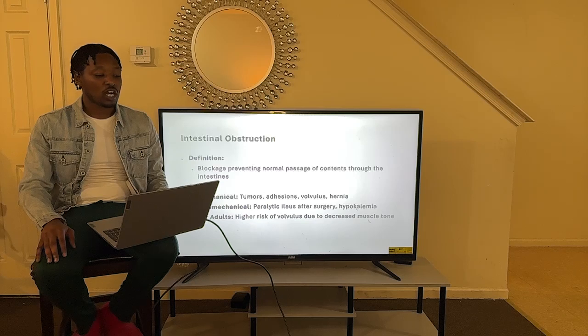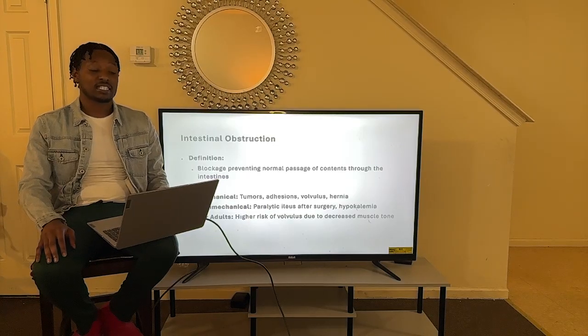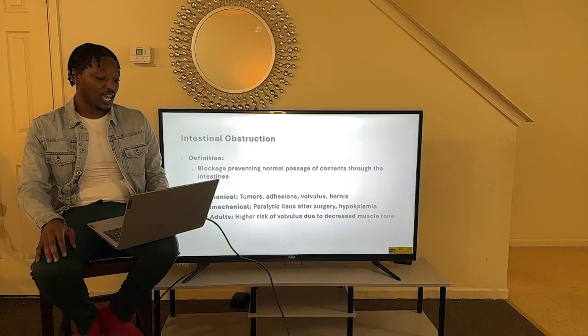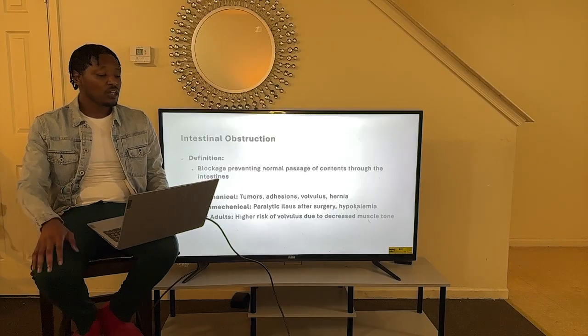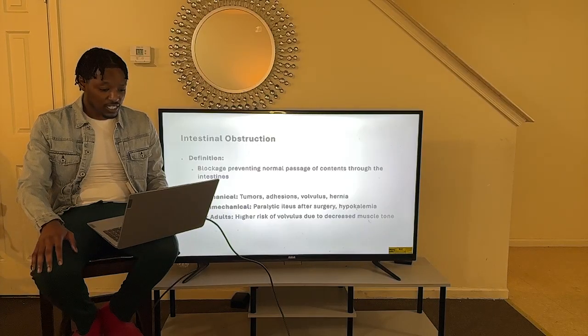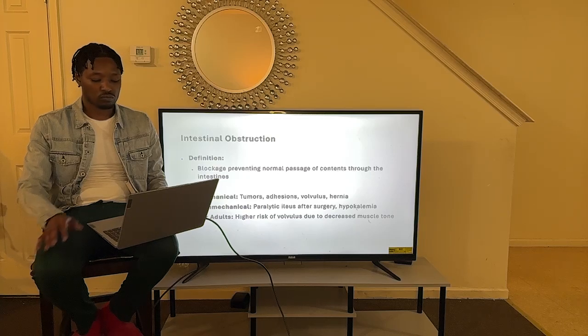For intestinal obstruction, the definition of this disorder is a blockage preventing normal passage of contents through the intestines. The types of intestinal obstruction include mechanical and non-mechanical. Mechanical obstruction includes tumors, adhesions, volvulus, and hernias. Non-mechanical includes a paralytic ileus after surgery, hypokalemia, and in older adults, a higher risk for volvulus due to decreased muscle tone.